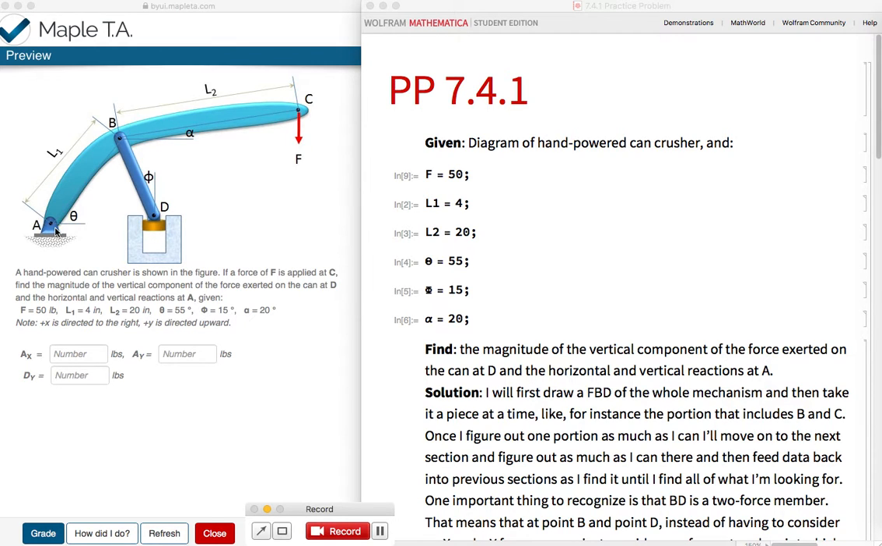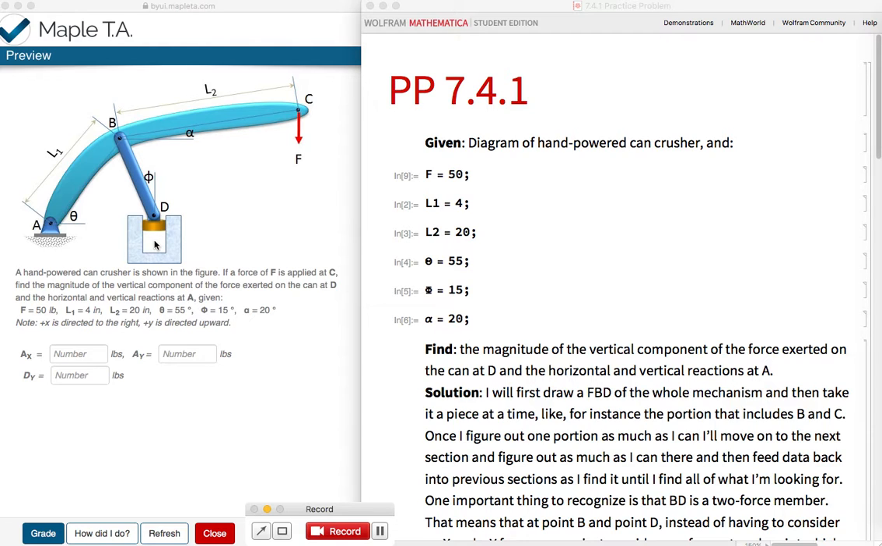So imagining this is like a design problem, what we might be saying is, okay, what kind of bearing do we need to buy at point A to be able to handle the kind of forces we're going to be putting on this? And then is the force going to be enough, with this length or whatever our design parameters are? Maybe we're trying to optimize something or we're trying to decide how long to make L2, for example. And we're saying if this is how much force the average person can put down at F, is that going to be enough force at D to crush the can?